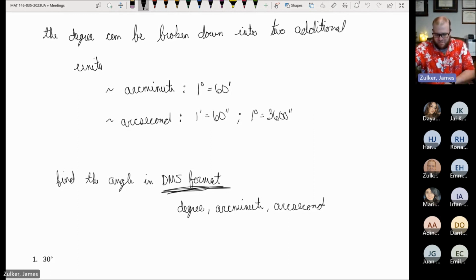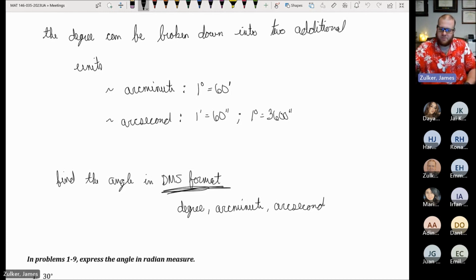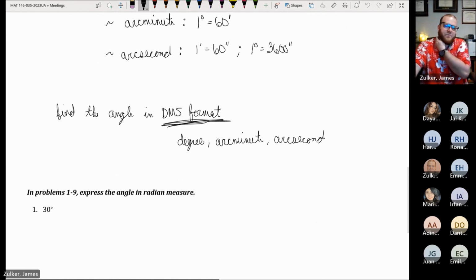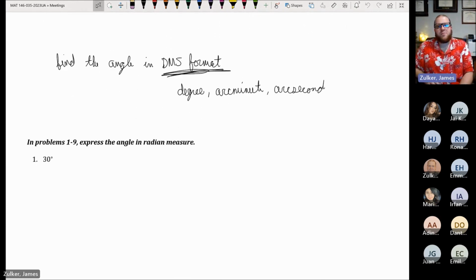That was a mistake on my part. Let's fix that. That's better. So problems 1 through 9, we're going to be given an angle in degrees, and we're going to be asked to convert it to radians.